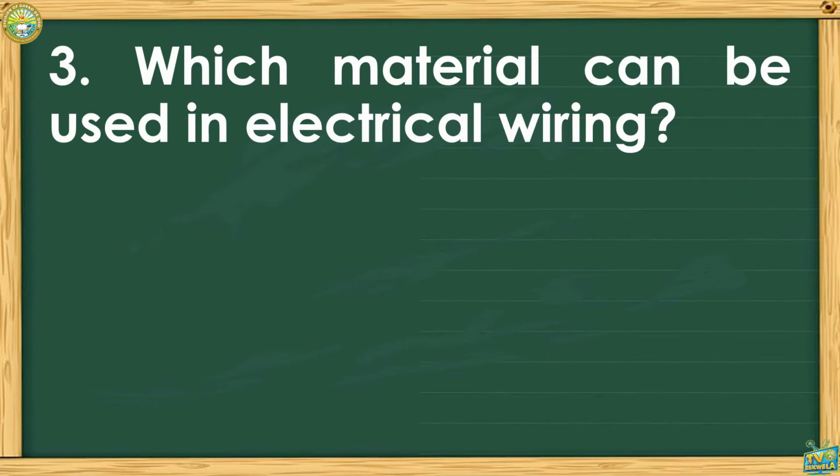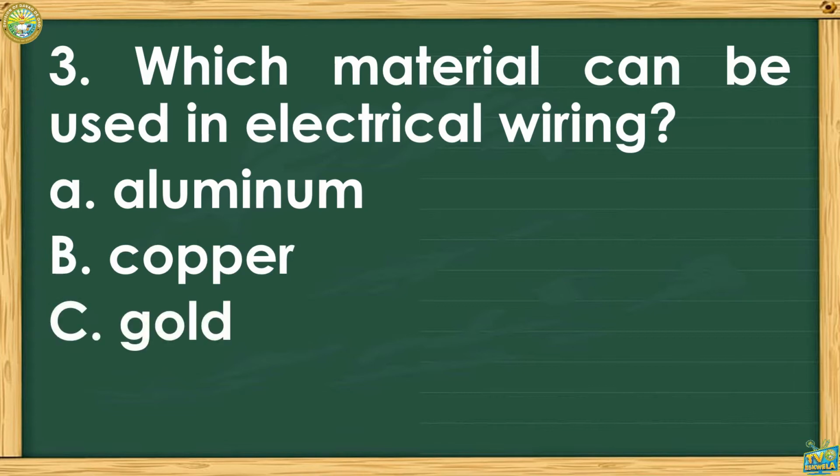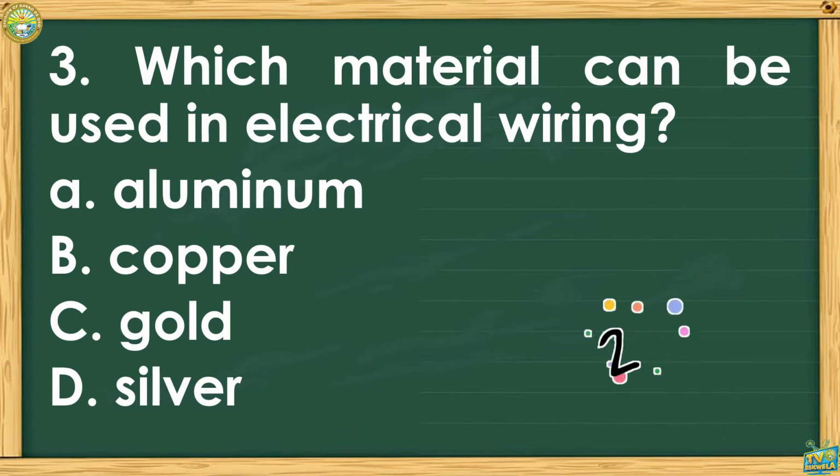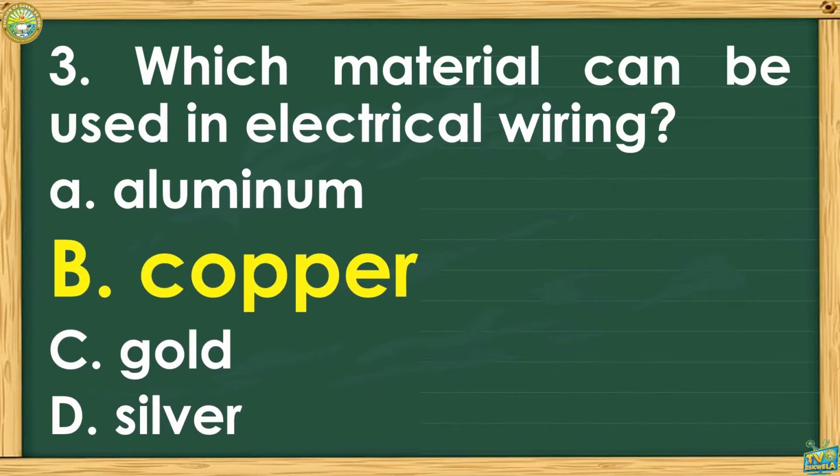Number 3. Which material can be used in electrical wiring? A. Aluminum. B. Copper. C. Gold. Or D. Silver. The correct answer is letter B. Copper.